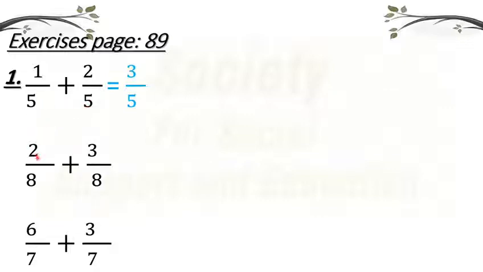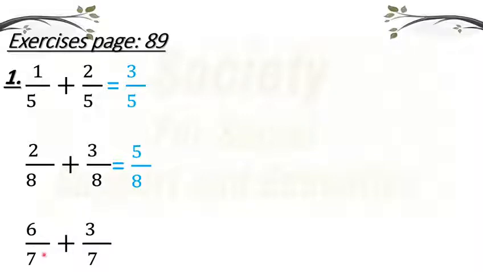Here, 2 over 8 plus 3 over 8. Also, these two fractions have the same denominator. So I have only to add the numerators. 2 plus 3 equal to 5 and keep the denominator the same, 5 over 8.